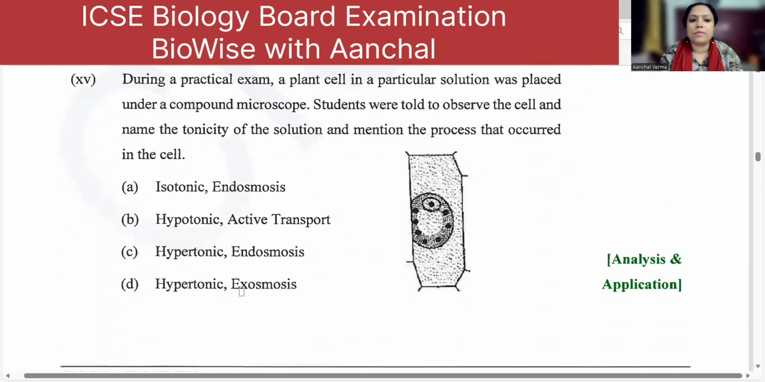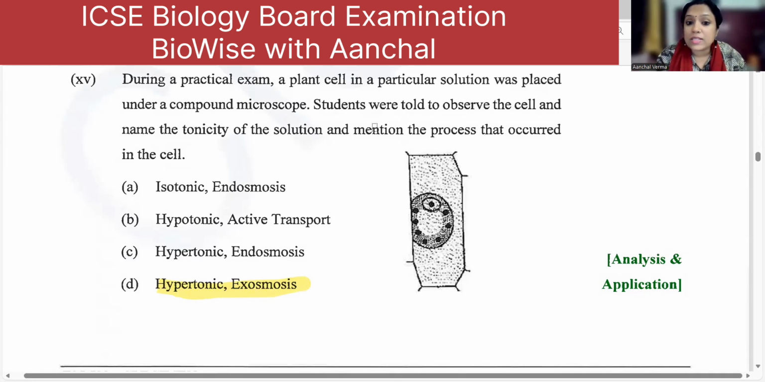During a practical exam, a plant cell in a particular solution was placed under a compound microscope. Now you can see this plant cell is actually plasmolysed. Students were told to observe the cell, name the tonicity of the solution, and mention the process that occurred in the cell. Here you can see that the plasma membrane has totally shrunk. That means hypertonic solution. The cell is placed in a hypertonic solution and exosmosis has taken place. That is why the cell has shrunk totally. All the water from the cell has gone out.